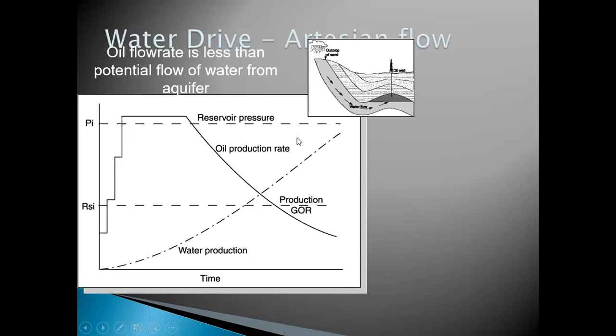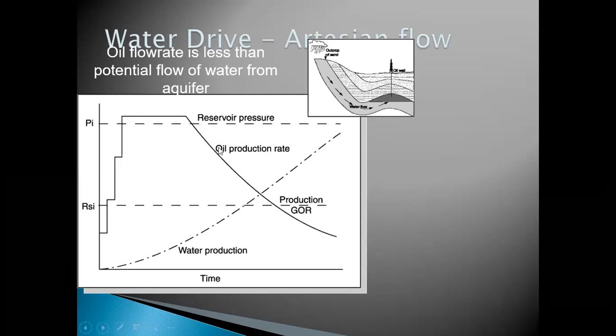Can anyone comment why this is happening? Because in this case, the pressure is not declining. In the previous cases, we said production has declined because the pressure has declined. But in this case, pressure has not declined, but production is decreasing. Can anyone answer why this is happening? Okay, so let me answer that.